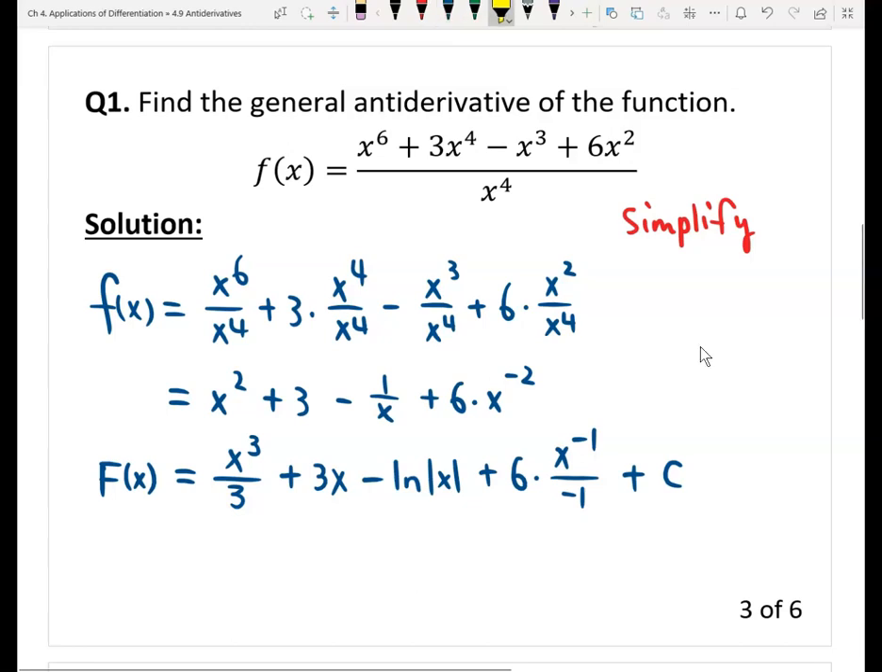Of course, we can simplify this term. Can you see this term? We can simplify it just as minus 6 times x raised to the negative 1 power, right? So this is the first question. Now let's do another question.